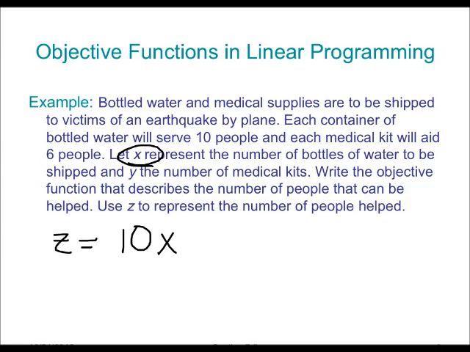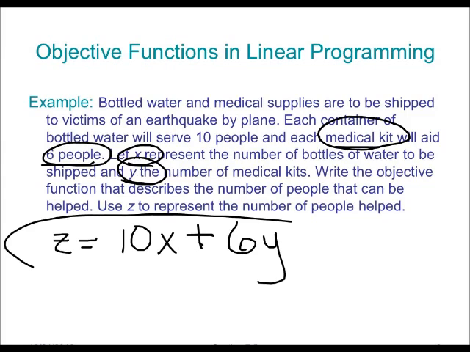Okay, we also have medical kits, and each medical kit will aid 6 people. So for every medical kit, we're going to help 6 people. So we have the bottled water, we also have the medical kits that we're going to add, and it's 6 people for each medical kit. For each is the same thing, it's a rate. You're going to multiply, and we decided to use Y as our variable, so we have 6Y. This function, z equals 10x plus 6y, that's called an objective function.